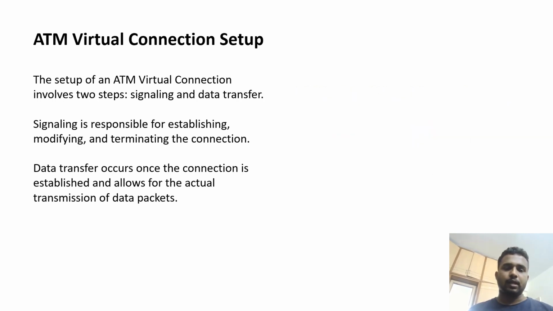ATM virtual connection setup. The setup of ATM virtual connection involves two steps: signaling and data transfer. Signaling is responsible for establishing, modifying, and terminating the connections. Data transmission occurs once the connection is established and allows for the actual transmission of the data packets.